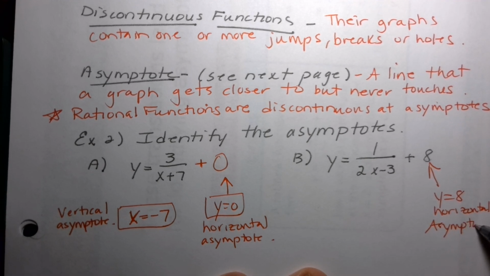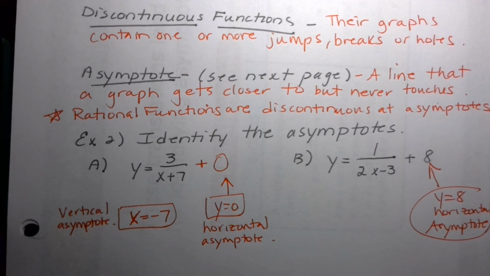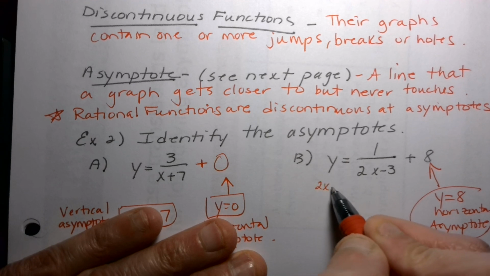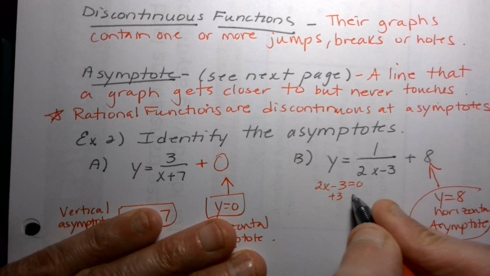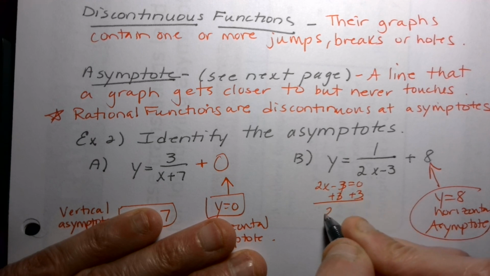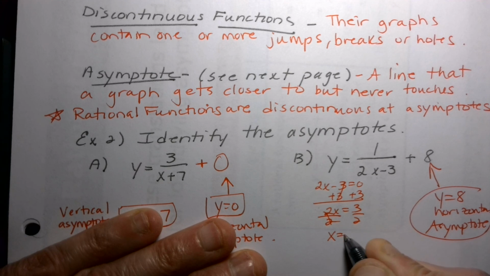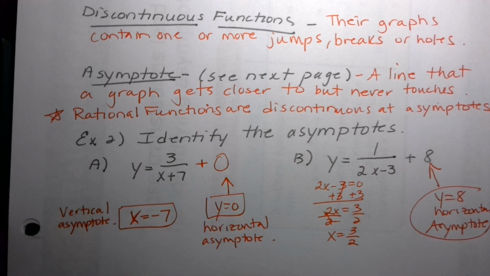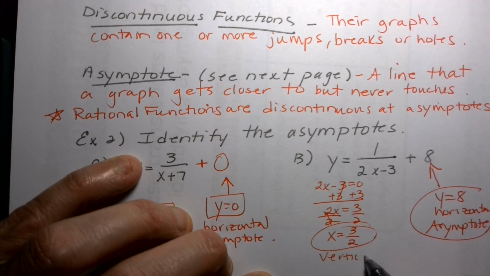Okay. And then we have to see what makes that 0. That's not as easy to tell, is it? But all you have to do is take it and set it equal to 0 and solve, and you'll get your answer. Because that's what we're saying. When is it 0? So we divide by 2, and x is 3/2, or 1.5 is typically a little easier too. And that's your vertical asymptote.